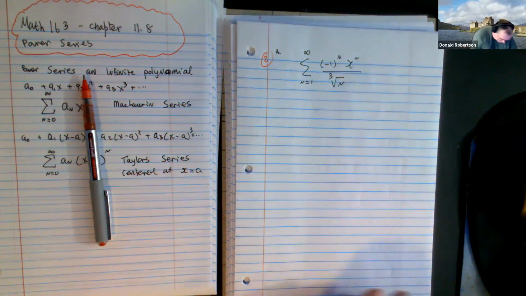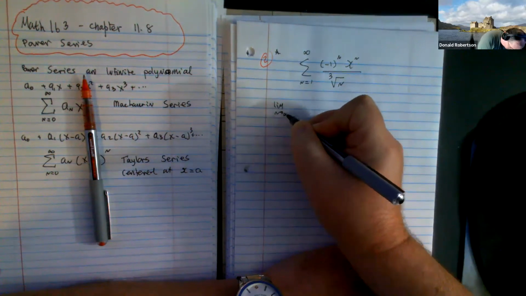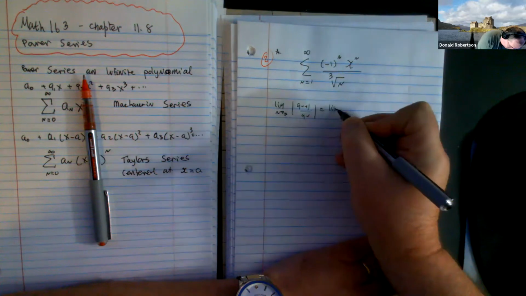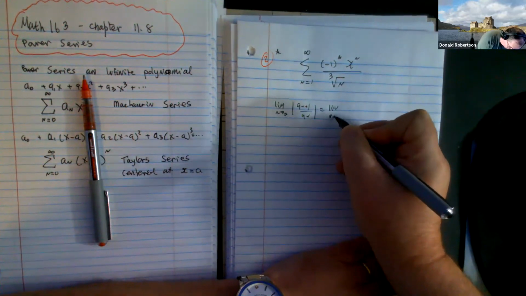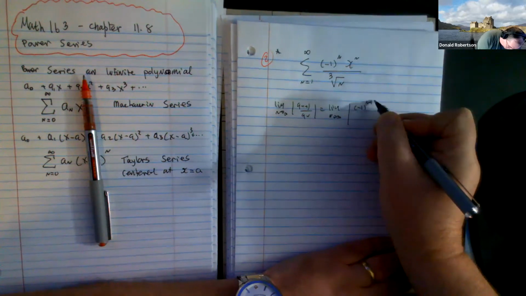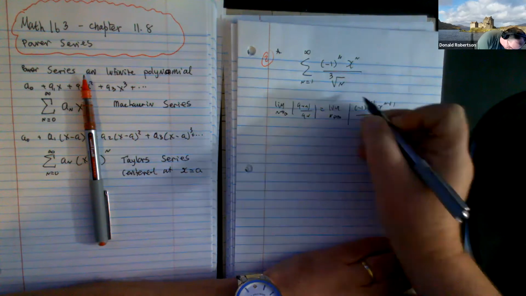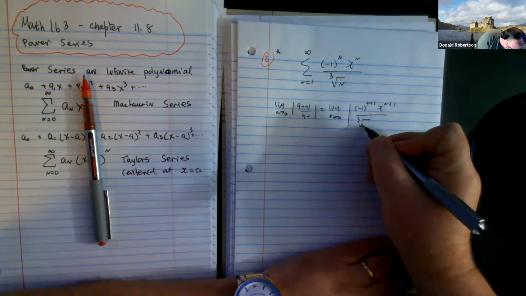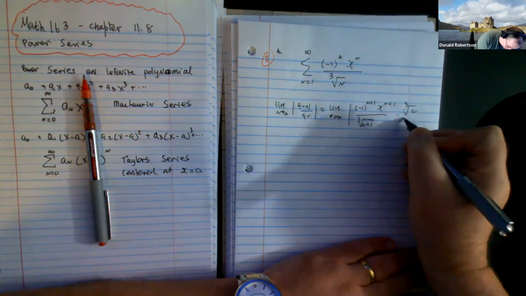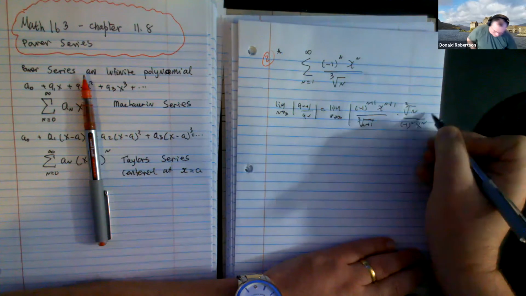Same process. So the limit as n tends to infinity of the first guy divided by the second is going to be the limit as n tends to infinity of negative 1 to the n plus 1, x to the n plus 1, and this guy here is going to be the cube root of n plus 1. And then you turn everybody upside down, you get that.